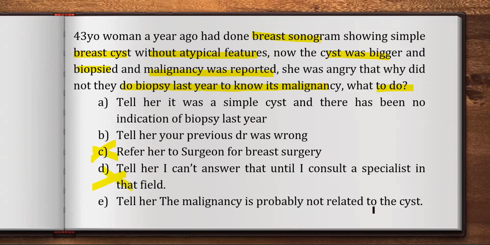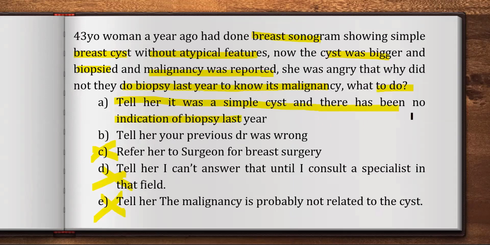Tell her the malignancy is probably not related to the cyst. Obviously, it can be related to the cyst. We cannot say that because the cyst now got bigger and got the malignancy. So you can rule that out. Now, between A and B, you already understand that it should be A, right? Because choosing B doesn't answer her question.